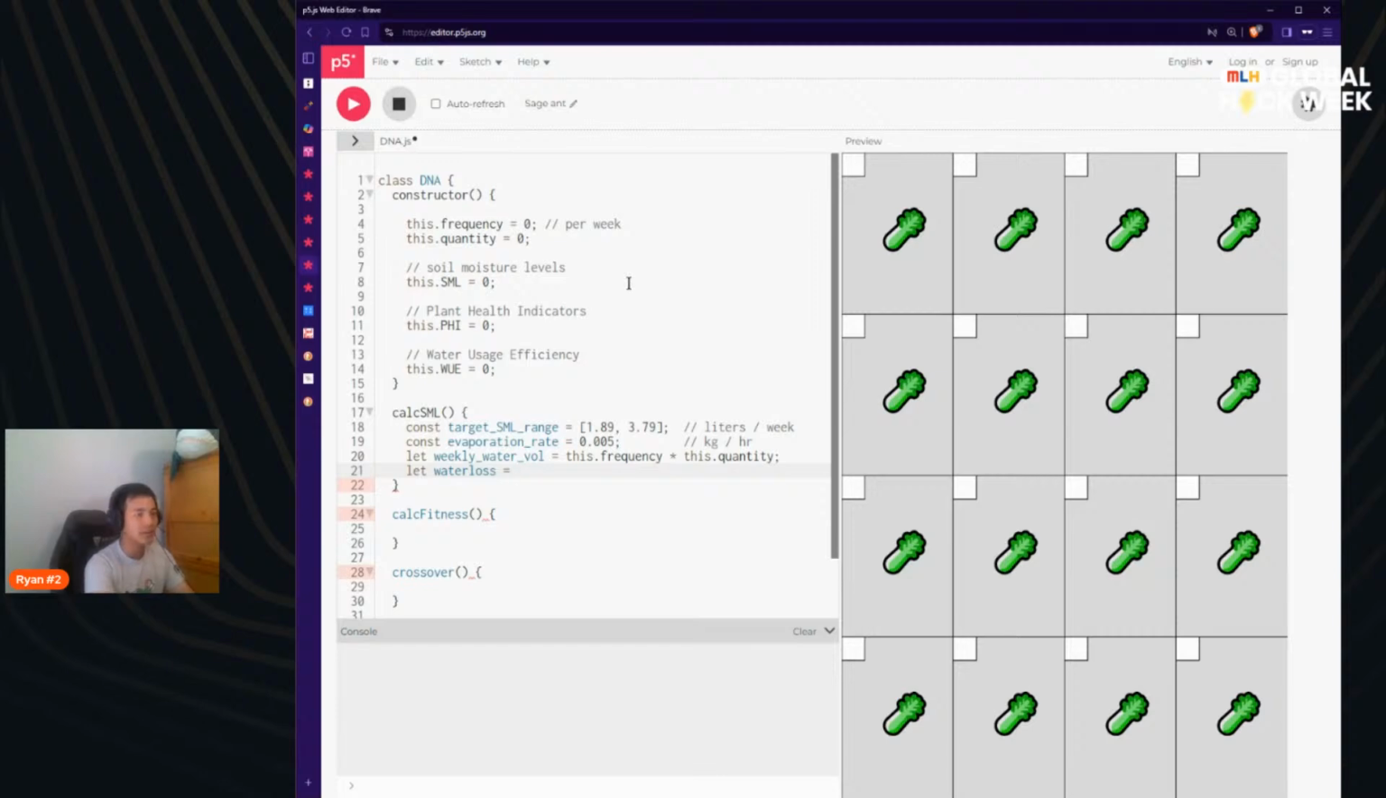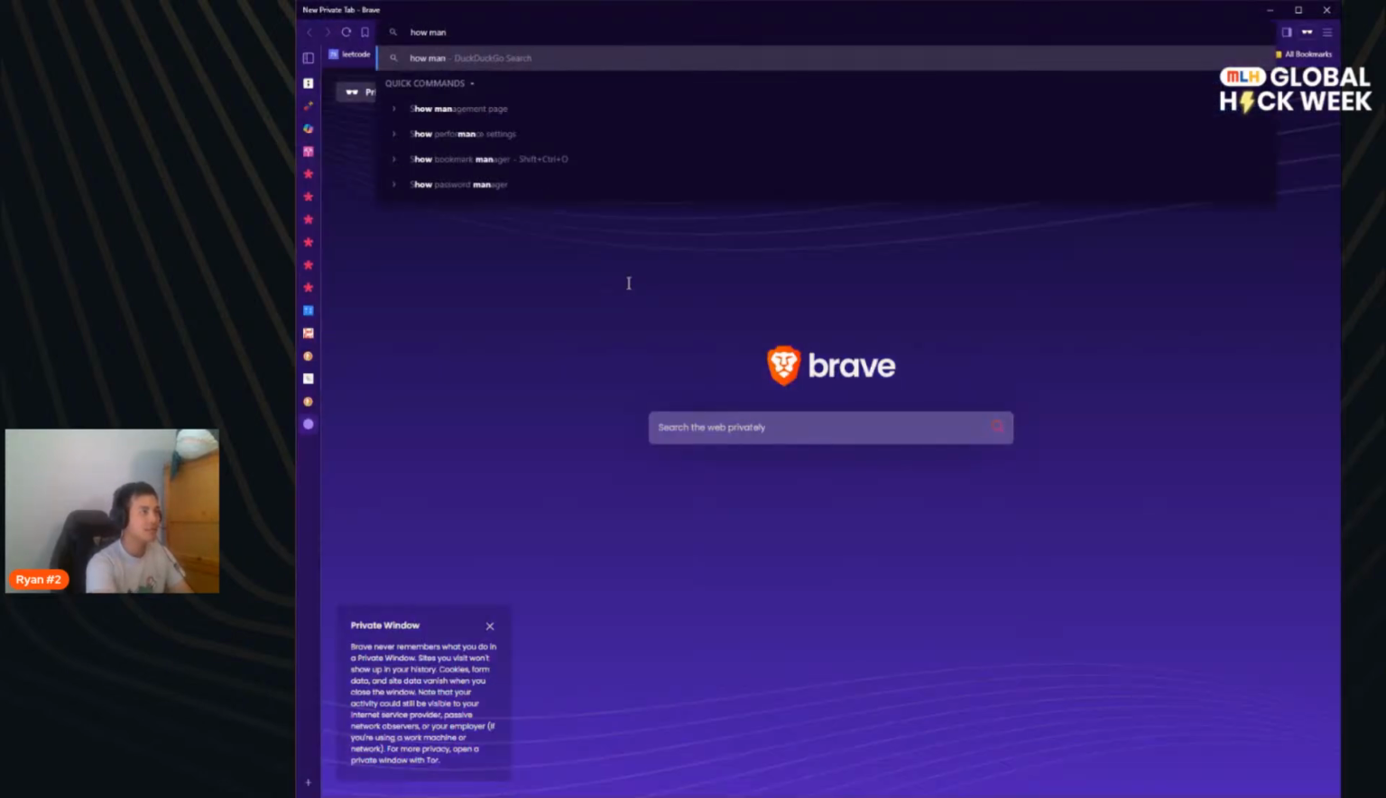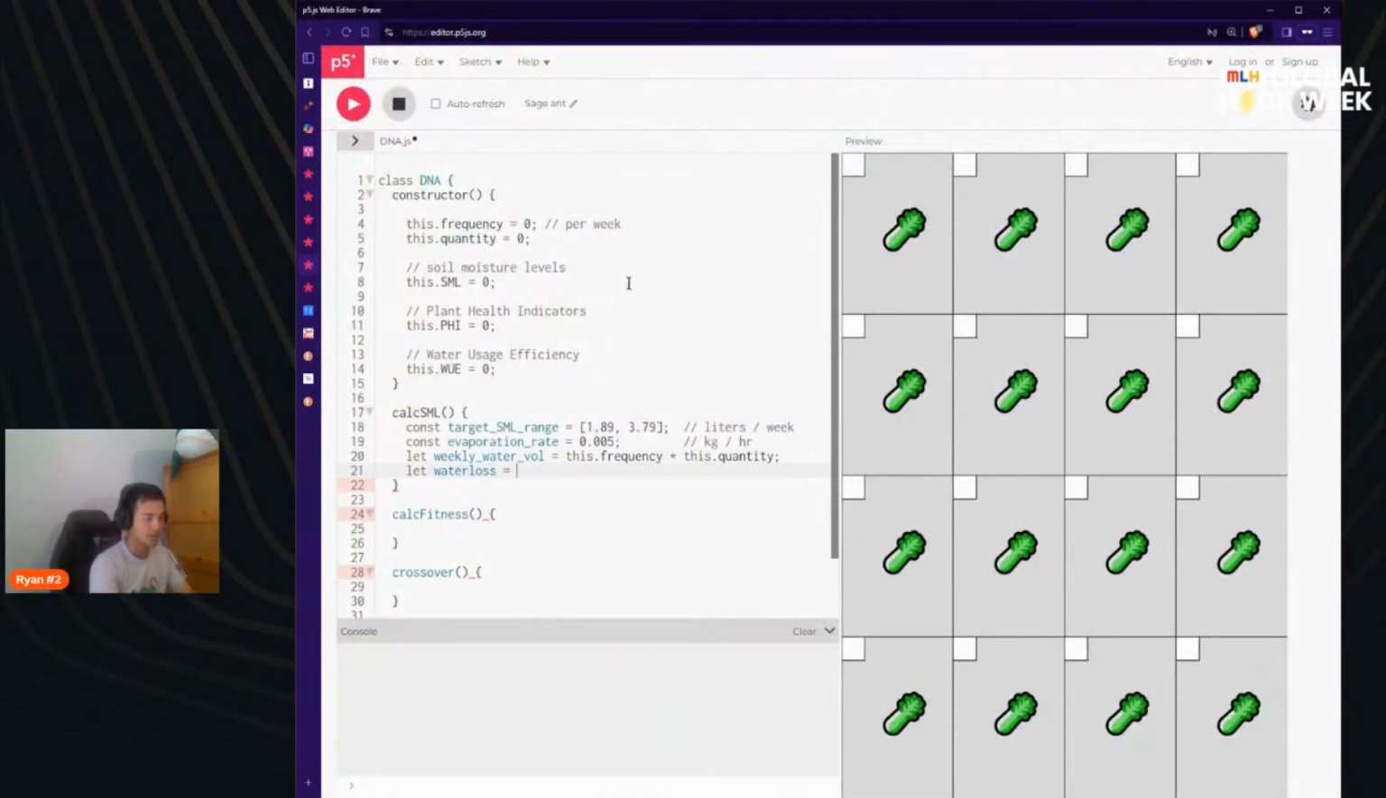Okay. So now we have to figure out how many hours are in a week. Well, I guess we could do the old classic 24 hours in a day times how many days are in a week? 7 times the evaporation rate. And that should give us the amount of evaporation. So now if we just subtract this from the water loss, we should be able to produce the amount of moisture that is in the actual soil. So then we just return likely water volume.